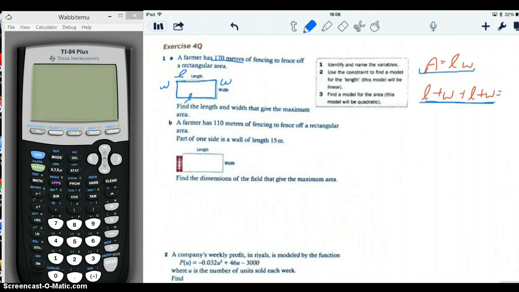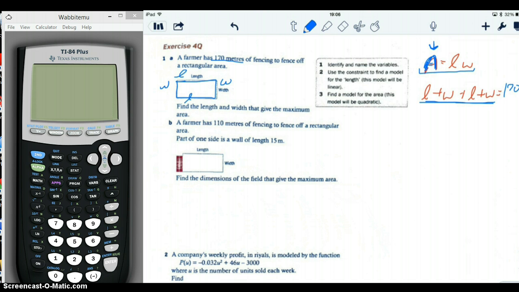I'm going to do part A first. So part A says, what's the length and width that gives the maximum area? So that's A equals LW, and L plus W plus L plus W equals 170. It doesn't look like there's enough information there to figure it out, but actually, we have two equations and two unknowns. Area, we don't know it yet, but we do know that we want to make it maximum possible. So that is a piece of information.